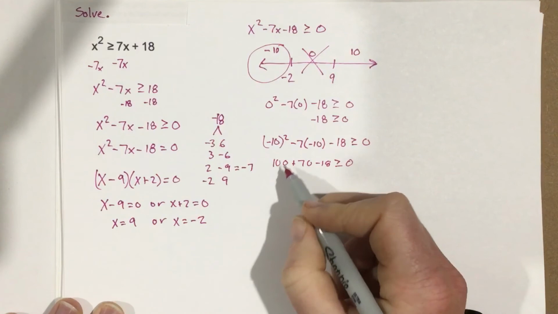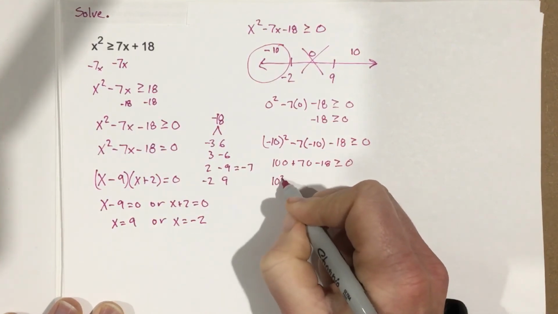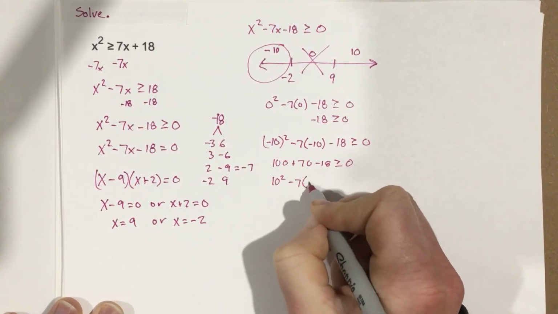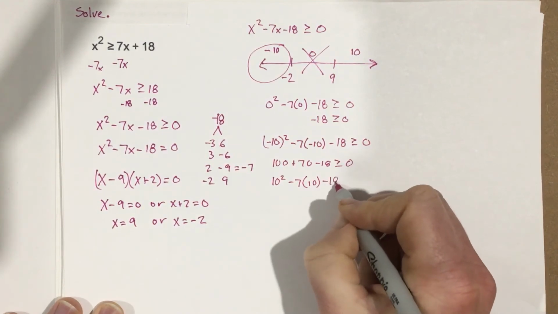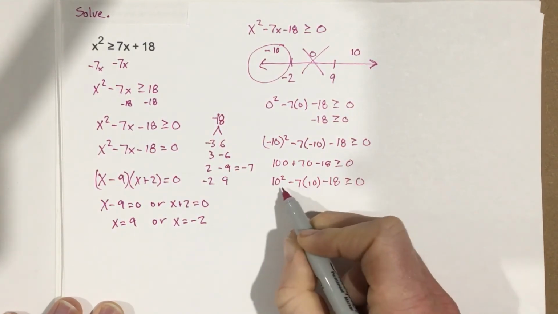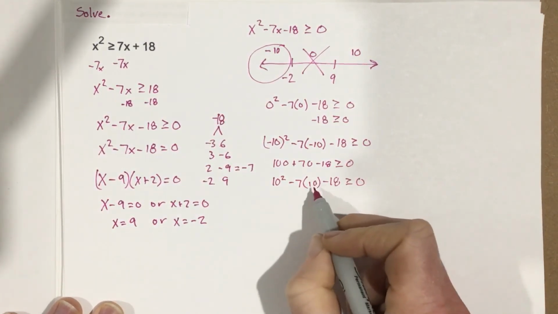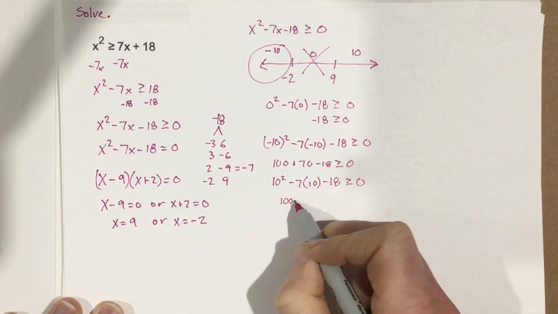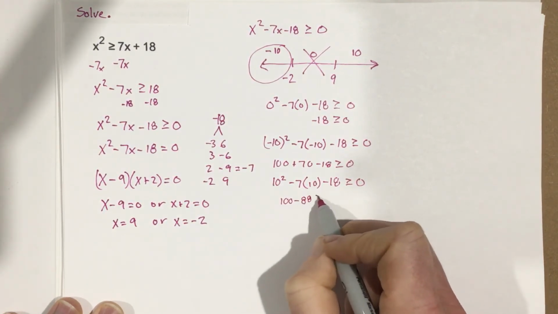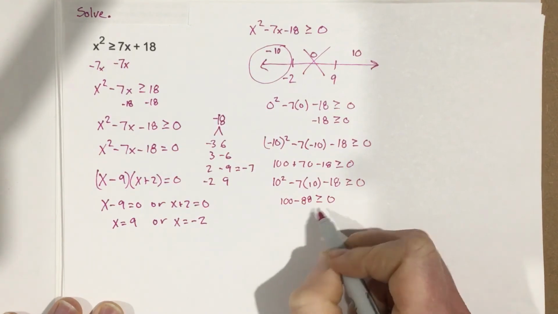Let's plug in 10. When we plug in 10, we get 10 squared minus 7 times 10 minus 18 greater than or equal to 0. We subtract this out. This is 88. So we have 100 minus 88 greater than or equal to 0. Yeah, that's bigger than 0.